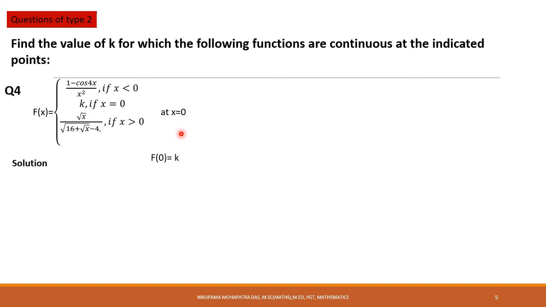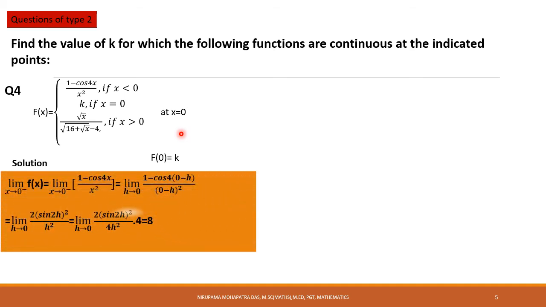So we are having f(0) equal to k. Now, depending upon the condition, we have to take LHL and RHL. So limit x approaches 0 minus f(x) equals limit x approaches 0 minus (1 minus cos 4x) by x square. So we are having limit h approaches 0, (1 minus cos 4(0 minus h)), and in the denominator the whole square of (0 minus h). So the denominator becomes (0 minus h) whole square, that is h square.